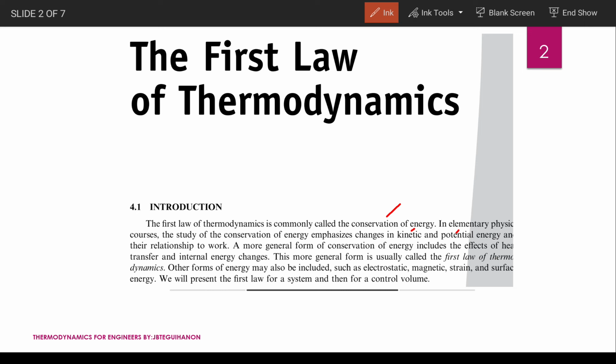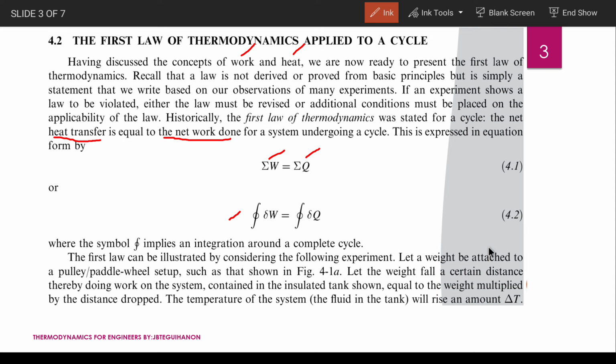So yung first law of thermodynamics, i-apply natin to sa cycle. Okay. So, na-discuss na nga natin to, yung concept ng work, concept ng heat, diba, in the previous topic we had. So ngayon, we are now ready to present the first law of thermodynamics. Ito na yun. Recall that the law is not derived or proved from the basic principles.